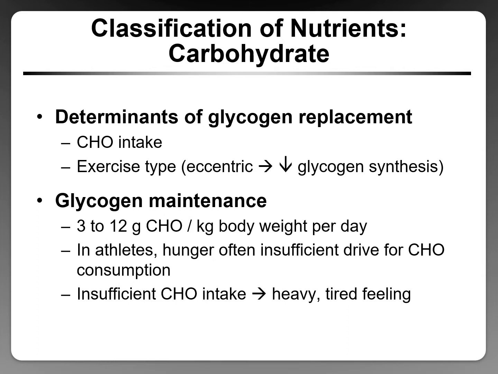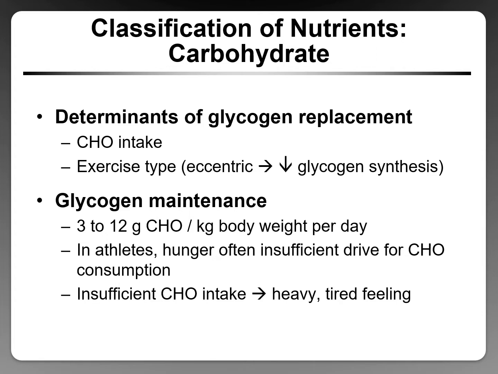So if you're doing eccentric training, remember that this is the type of training where you're elongating the muscle and causing damage. So you're having that negative type of lift, or it's a heavier weight than maybe what you can push up. That's going to cause a lot of damage, and that increased damage at the muscle will decrease glycogen synthesis. Glycogen maintenance, like we've talked about, is between that 3 to 12 grams of carbohydrates per kilogram body weight. And depending on the type of athlete, you may have to obviously consume on that upper end.